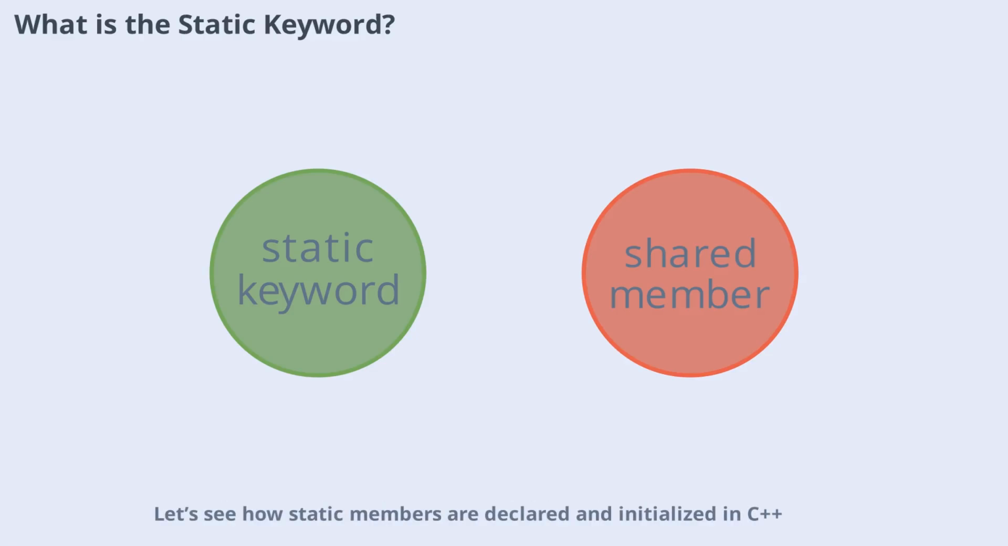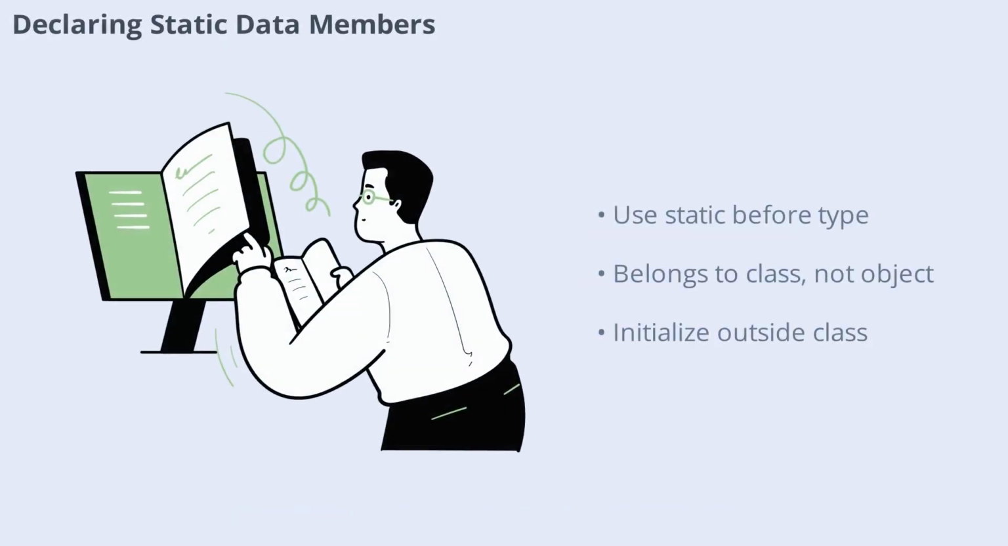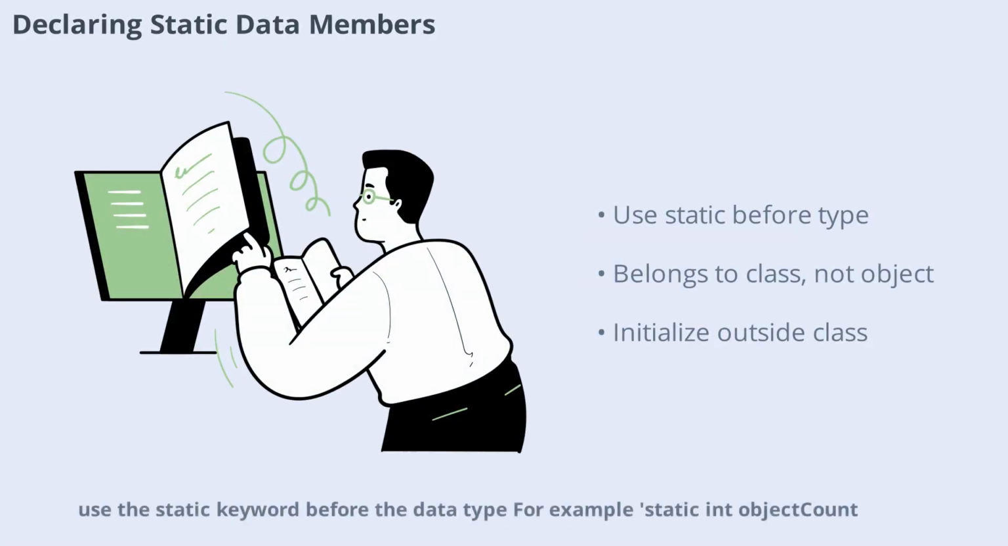Let's see how static members are declared and initialized in C++. To declare a static data member in a class, use the static keyword before the data type. For example, static int objectCount creates a static integer variable. This variable is not tied to any specific object but belongs to the class itself. It's important to note that static data members must be defined outside the class using the scope resolution operator. This step ensures the static variable is properly allocated and initialized before use.